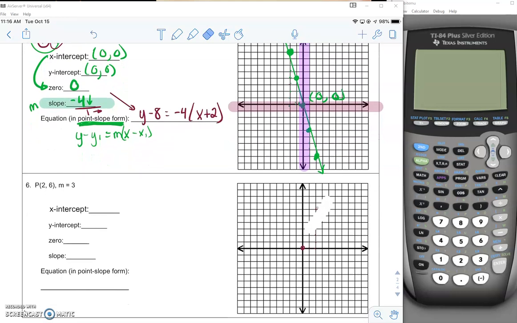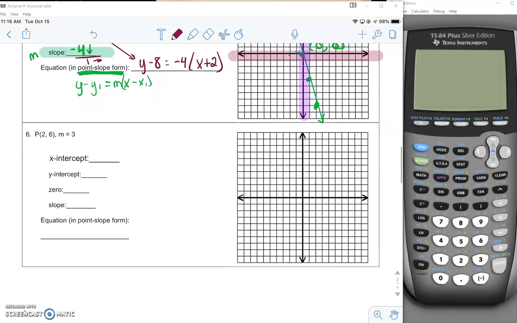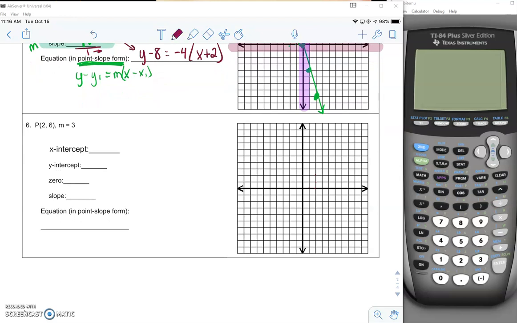Number 6 gives us point P as the point 2, 6 and a slope of 3. So I will begin my graph at the point 2, 6. I'm using a slope of 3. I'm going up 3 over 1. Positive slope, my line is increasing from left to right.